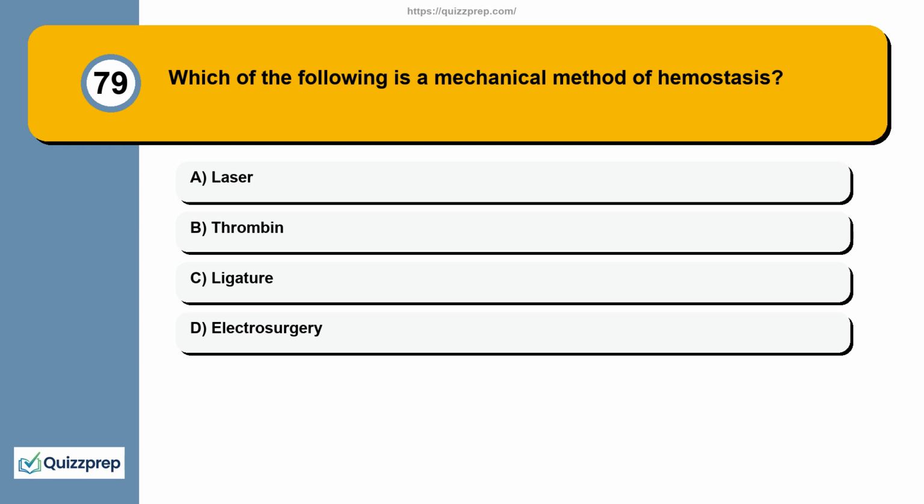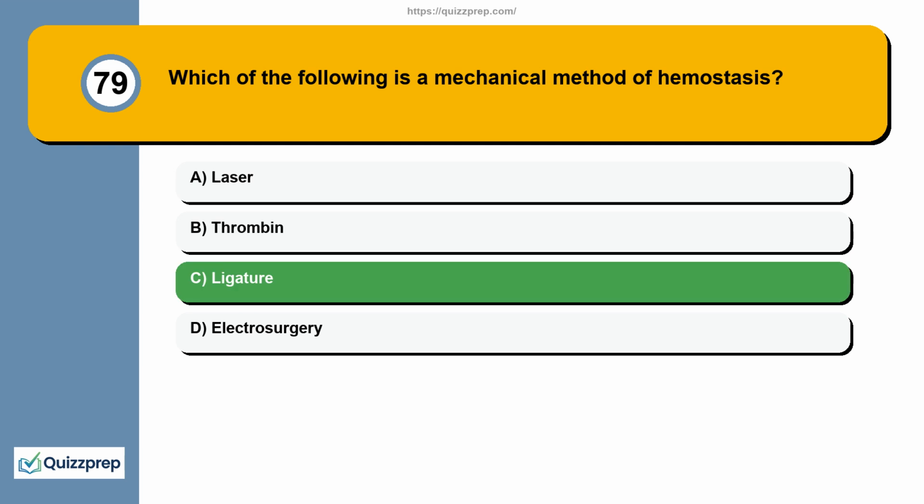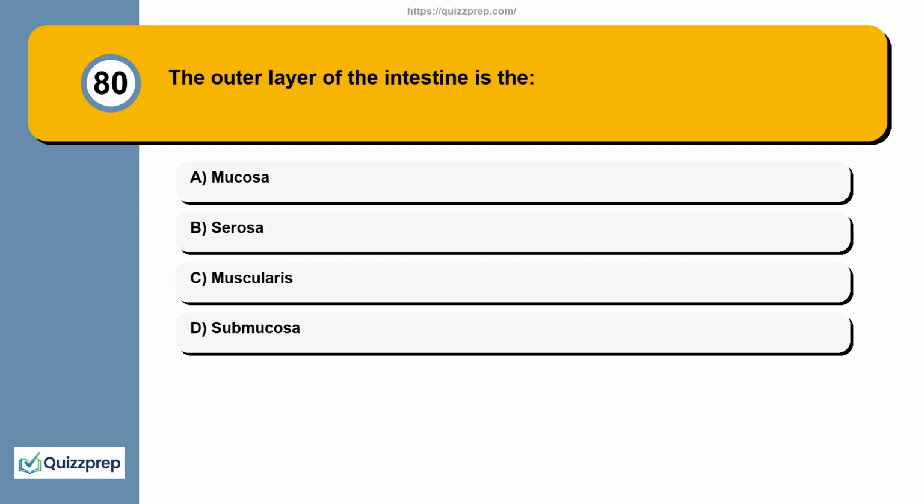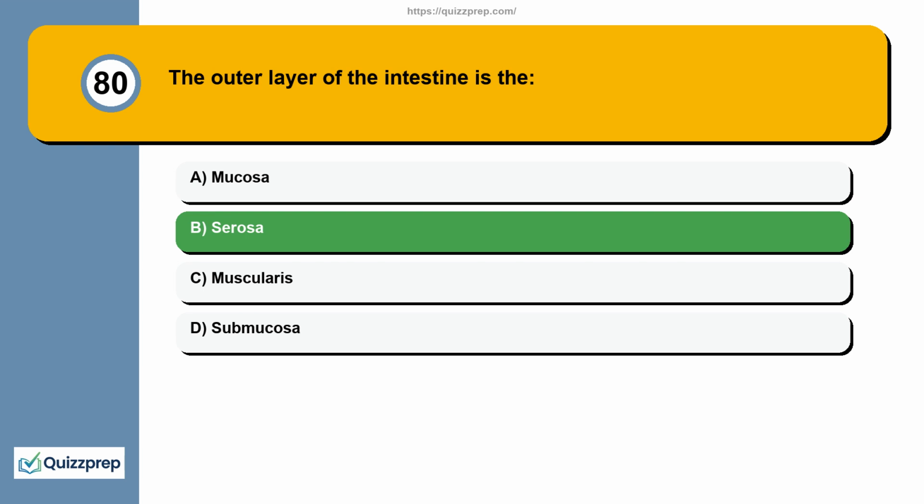Question 79. Which of the following is a mechanical method of hemostasis? Option A, laser. Option B, thrombin. Option C, ligature. Option D, electrosurgery. The correct answer is option C, ligature. Question 80. The outer layer of the intestine is the: option A, mucosa. Option B, serosa. Option C, muscularis. Option D, submucosa. The correct answer is option B, serosa.